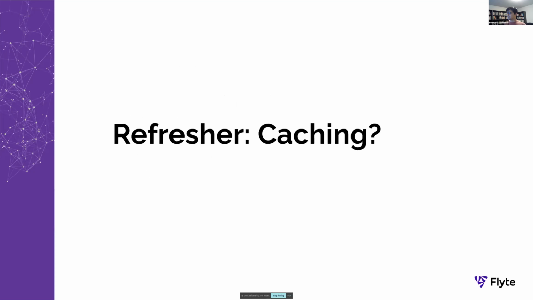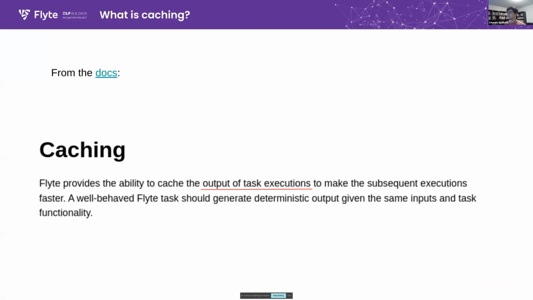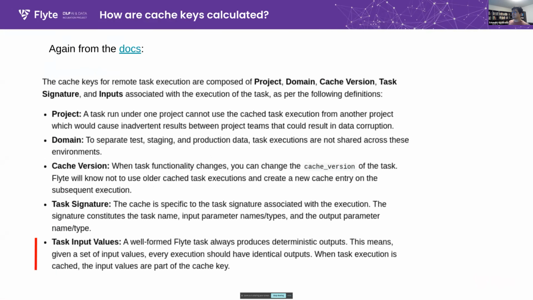So let's do it. First of all, what is caching? Straight up from the docs, caching is this ability that Flyte provides to cache the output of tasks. Okay, it's the output of task executions. It's not inputs. It's not executions overall. It's for specific tasks that we all know and love in Flyte. The rest is not so important.